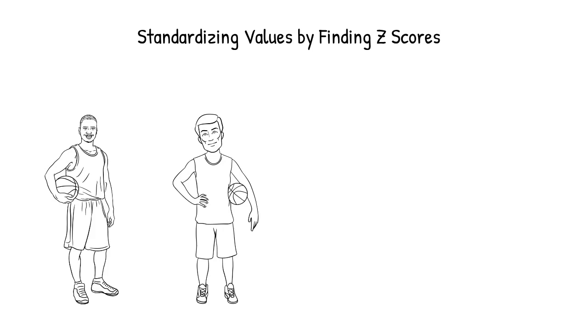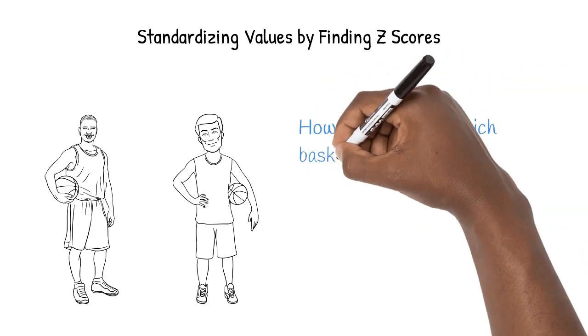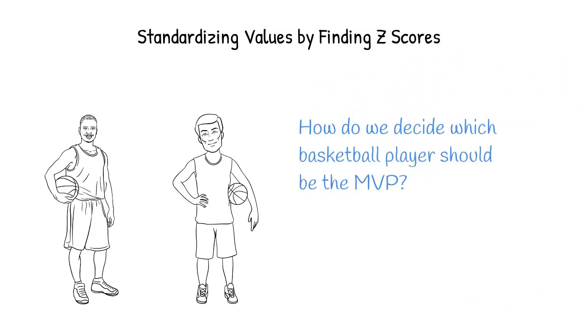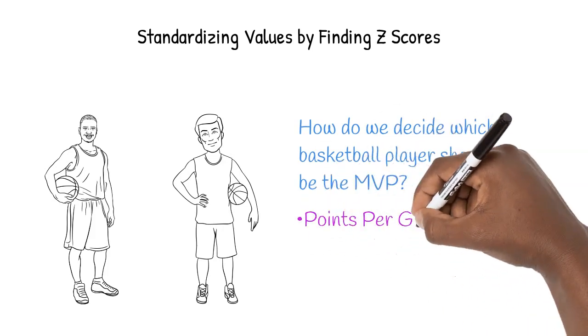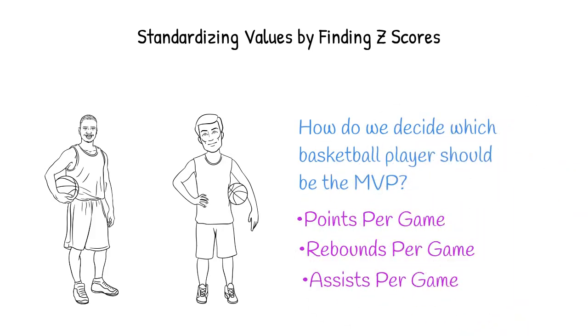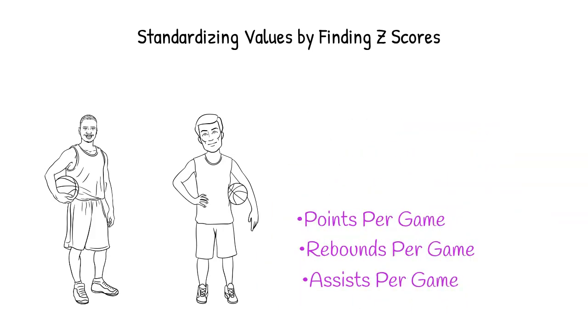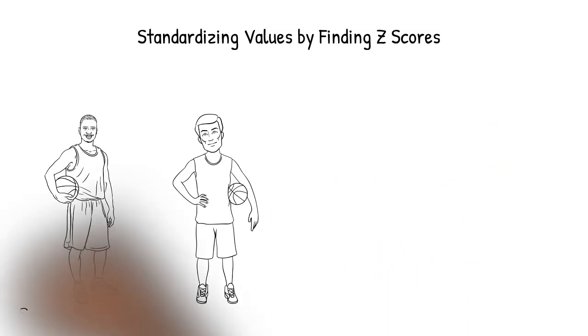As an example, let's say you are a part of a committee in charge of selecting the most valuable basketball player in a league. You know that your vote should be based on each player's points per game, rebounds per game, and assists per game. Since these categories are entirely different and the players are on different teams with different experiences, we can't just add the performance in each category to decide who is the most valuable player. Let's start by comparing the points per game for both players.